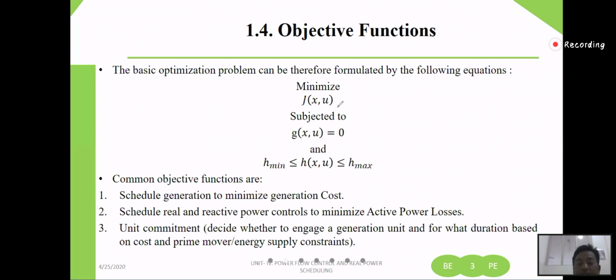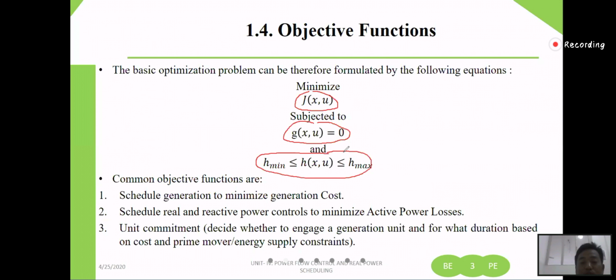But when you minimize your expenditure, it has to be subject to g(x, u) = 0, which is an equality constraint. It has to fulfill that, and then you also have to fulfill the inequality constraint. Which means when you are trying to minimize the cost, represented by J(x, u), it has to be subject to g(x, u) equal to 0, and it has to fulfill the inequality constraint. Then only can we optimize.